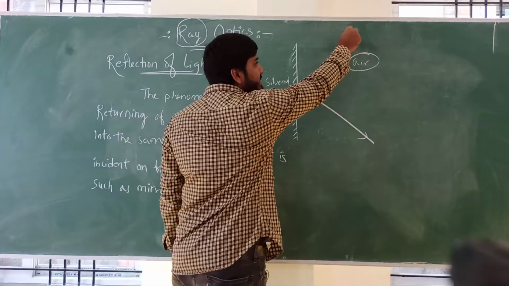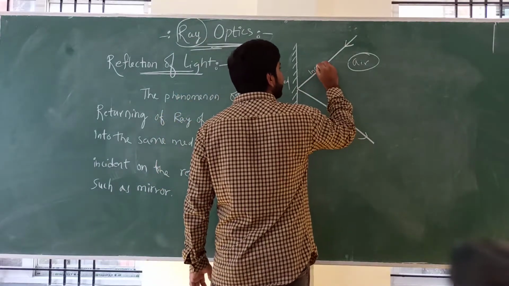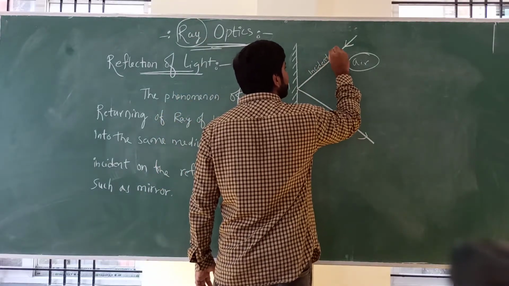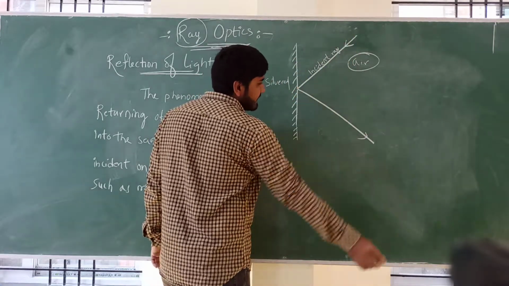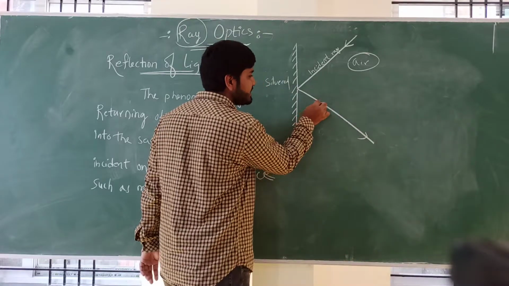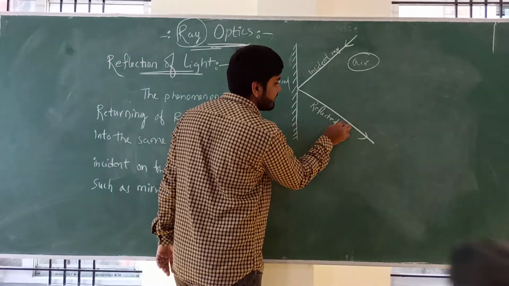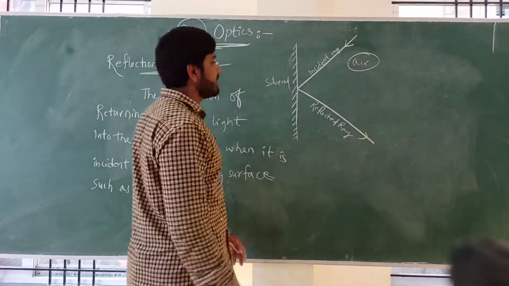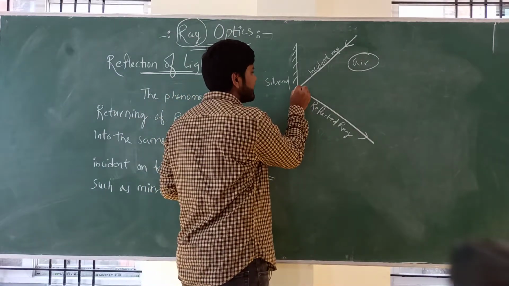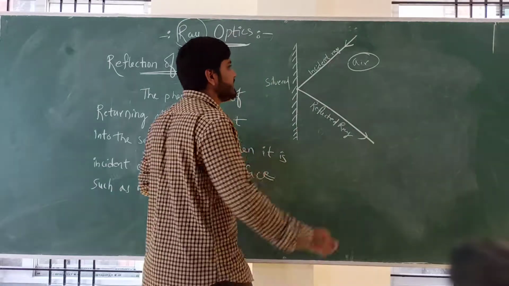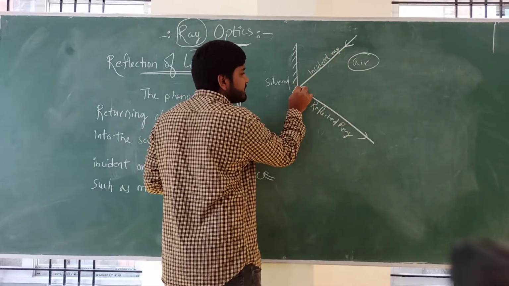The light which you are incidenting is called the incident ray. Now, the light which is returning or reflecting is called the reflected ray. So this ray is called the reflected ray. The incident ray and the reflected ray meet at this point.